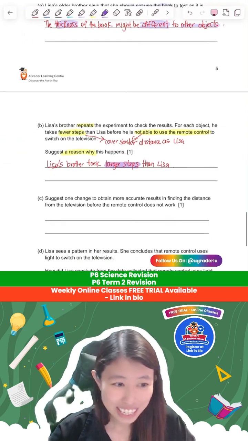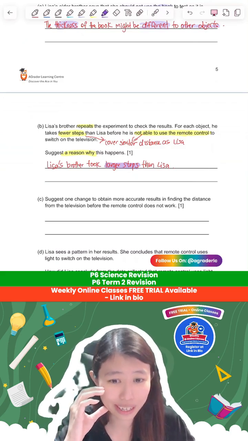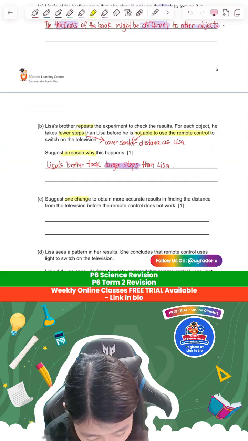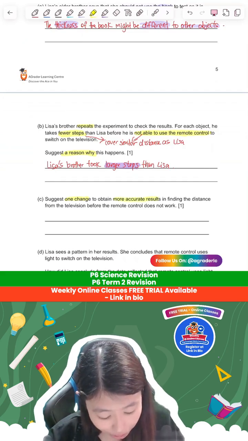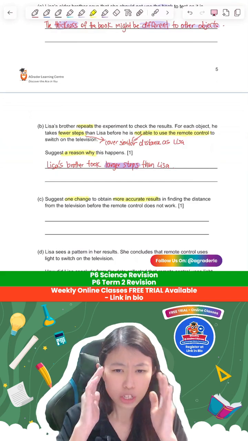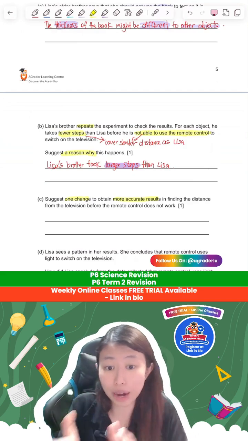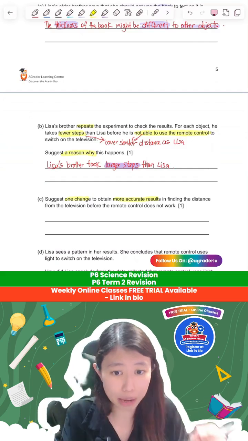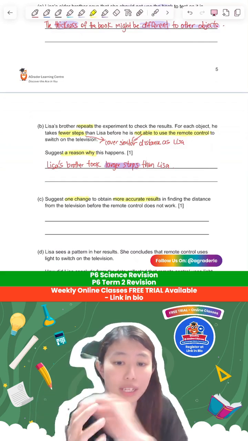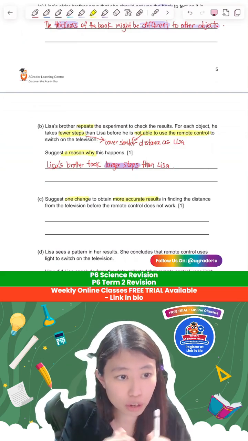All right, so let's look at C. So C, more like a riddle. Yeah, it requires a bit of critical thinking here for B. Okay, so let's look at C. So for C, suggest one change to obtain more accurate results in finding the distance before the remote control cannot work. So basically, you notice that this experiment got some problem, right? Why? Because if Lisa's brother does it, the number of steps would be different from Lisa. So how do I make sure? Accurate means, no matter who did the experiment, the results will be the same. The measured variable will be the same.